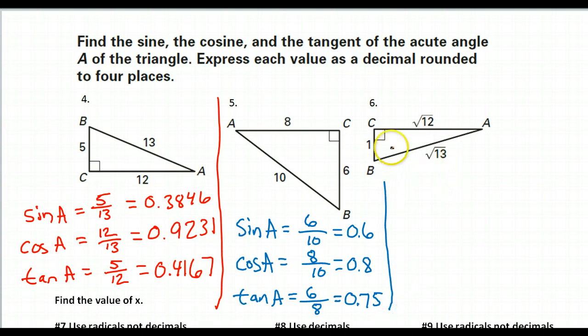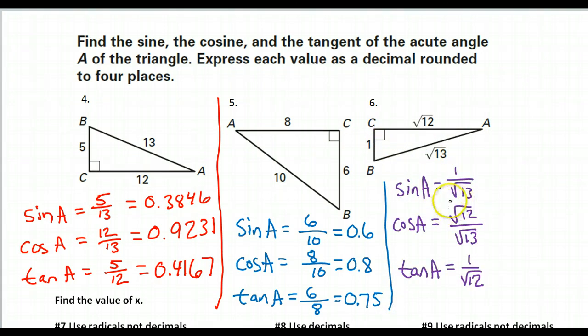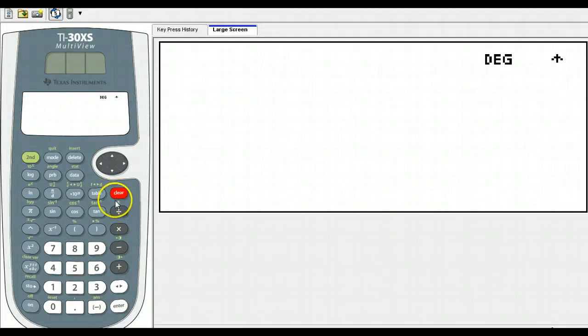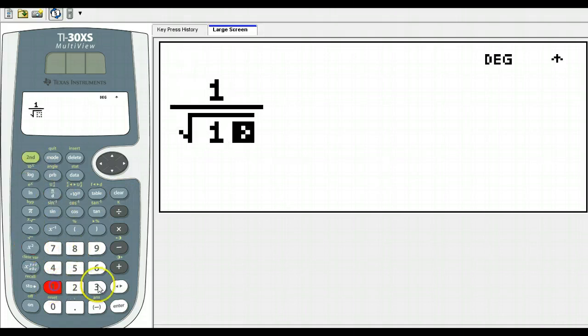Now I'm going to do the same thing for number 6. All right, so here's the sine, cosine, and tangent for number 6. Opposite over hypotenuse, adjacent over hypotenuse, and opposite over adjacent. Now I just need to turn all these into decimals. I'll show one of them live, 1 over radical 13. I'm just going to use my TI-30 XS multi-view. So 1 over radical 13.